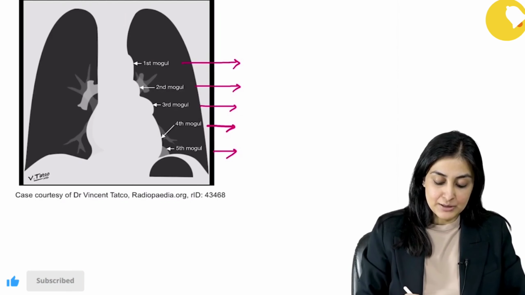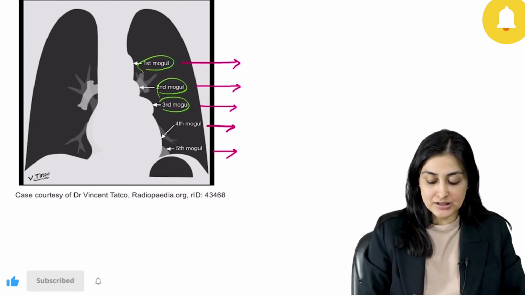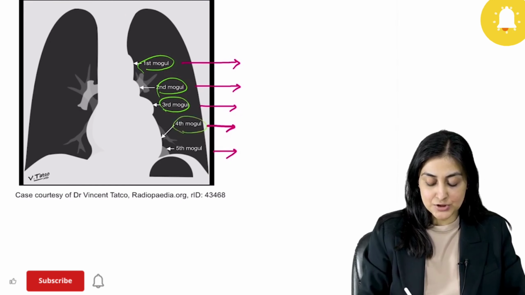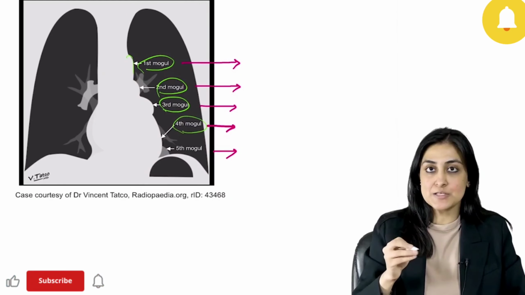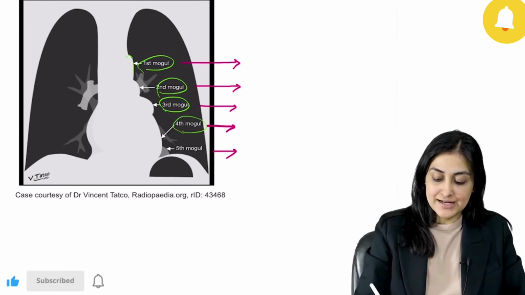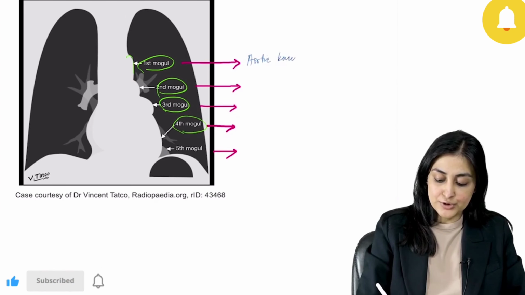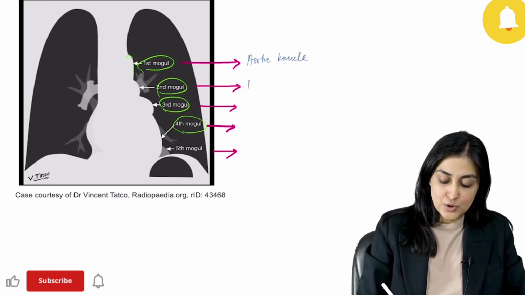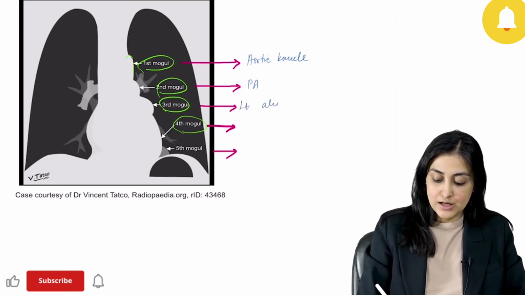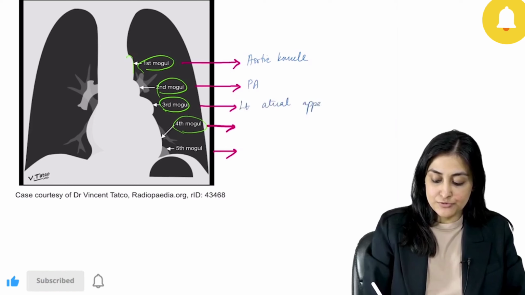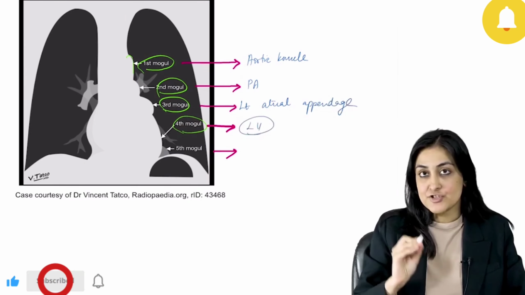So now the left heart border can also be described in terms of moguls, alright. So moguls are nothing but the bumps that you are seeing on the heart border. So the first mogul that you see at the superior most aspect is the aortic knuckle, right. It's the aortic knuckle that you see, which is formed by the arch of aorta like we learnt. Then the second mogul is going to be pulmonary artery. Then we have the left atrial appendage, and finally what forms the bulk of the left heart border? Left ventricle and not left atrium.